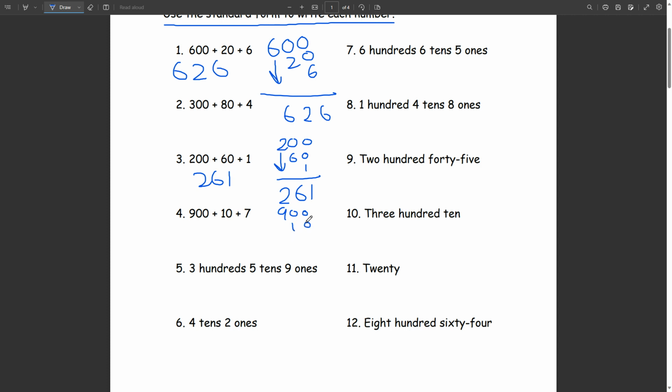Let's do number 4. 900, 10, and then 7. So 7 plus 2 zeros is just 7. 1 plus 0 is just 1. Drag down the 9. So we get 917.